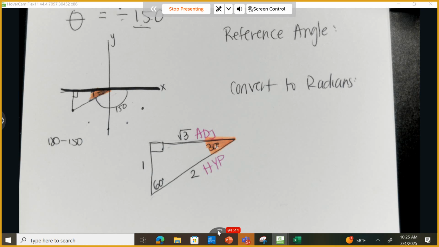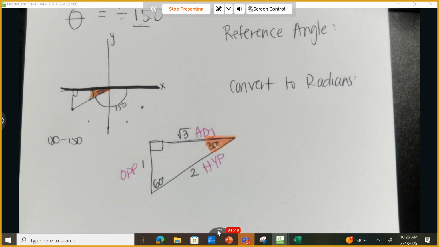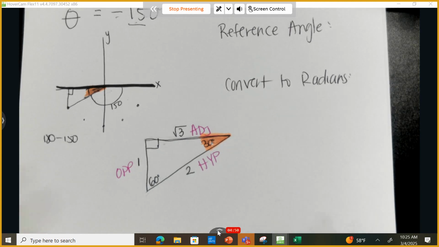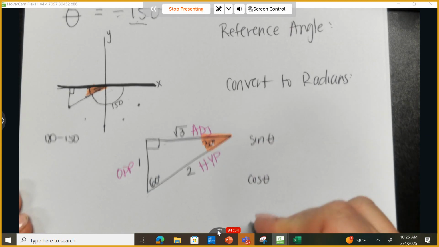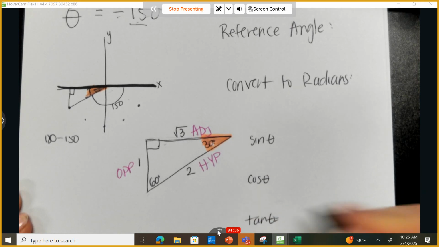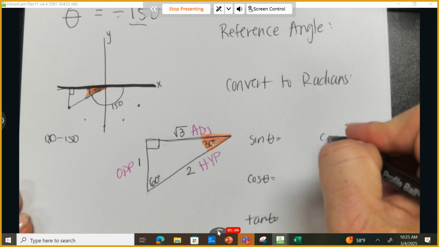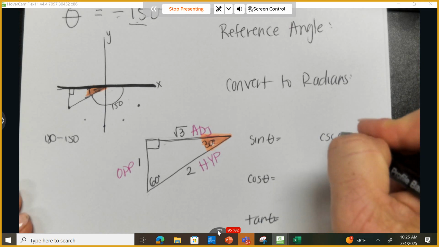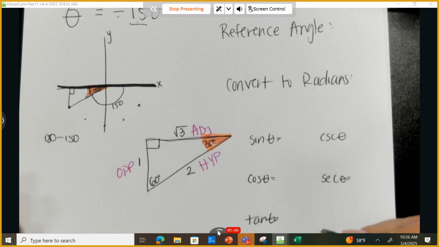And there's only one other term. What's that other term we haven't said yet? So I'm going to put OPP over here. Okay, now let's write down sine, cosine, tangent. And then I'm going to write down cosecant. Does it always have to have that θ? Yep, that just means the angle. That θ is called theta. It just means the angle I'm going to evaluate.